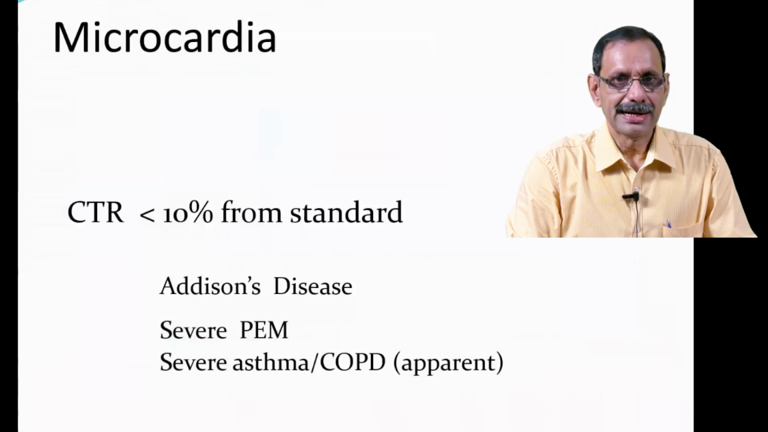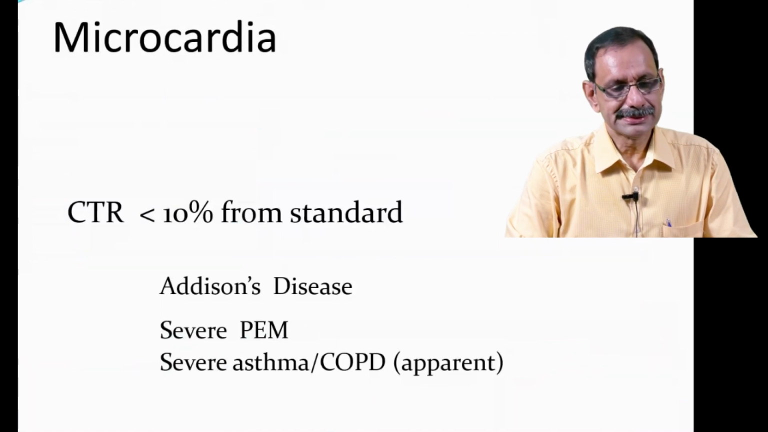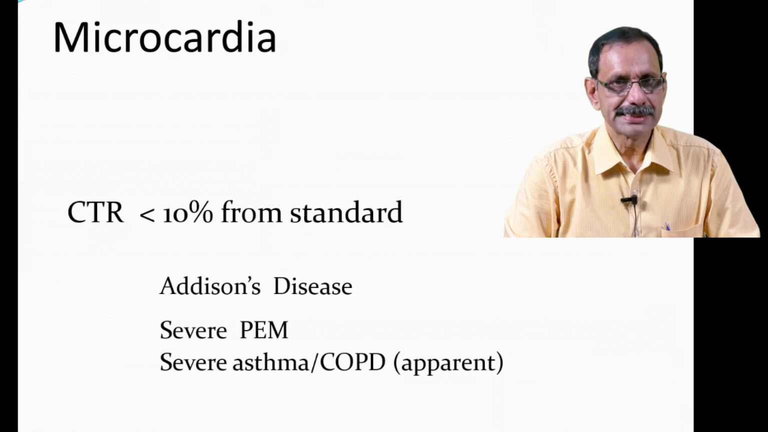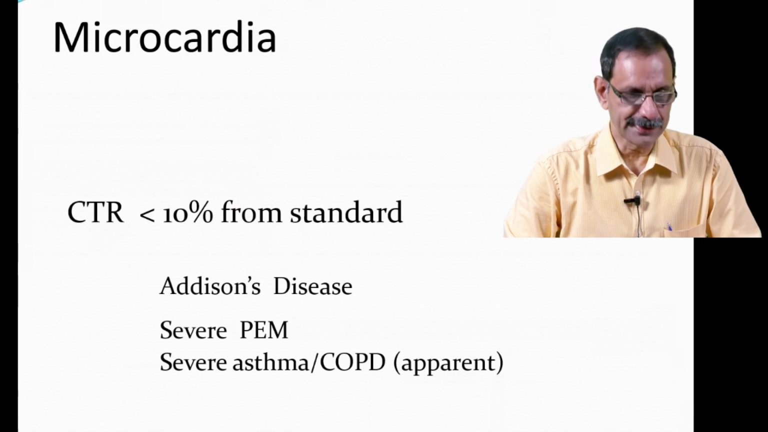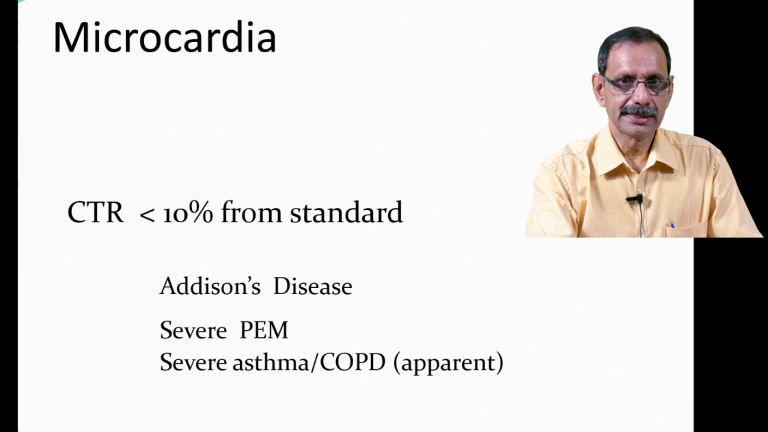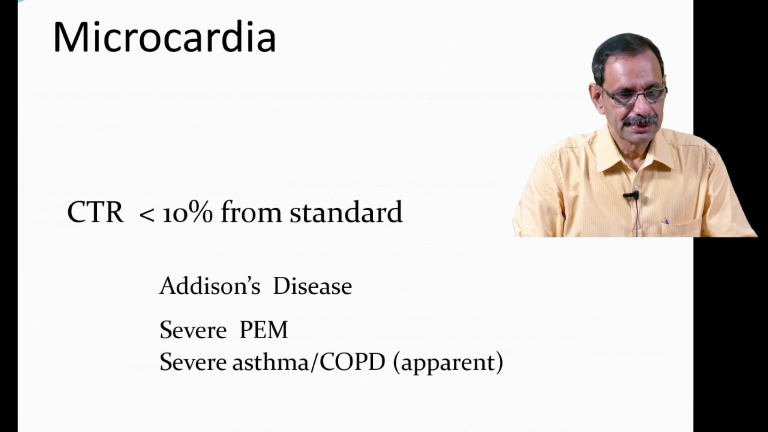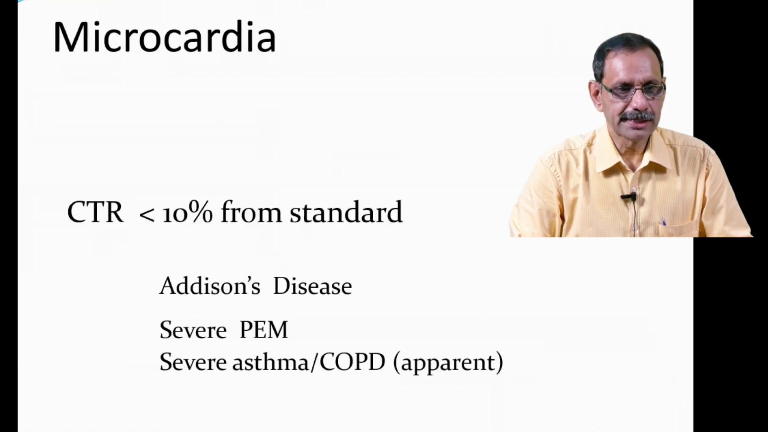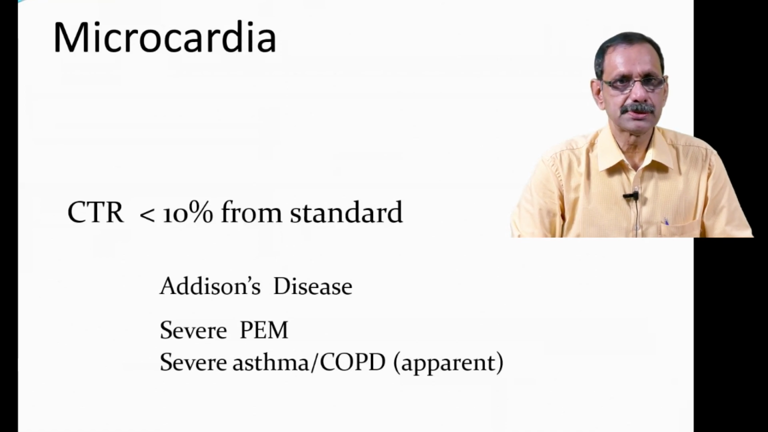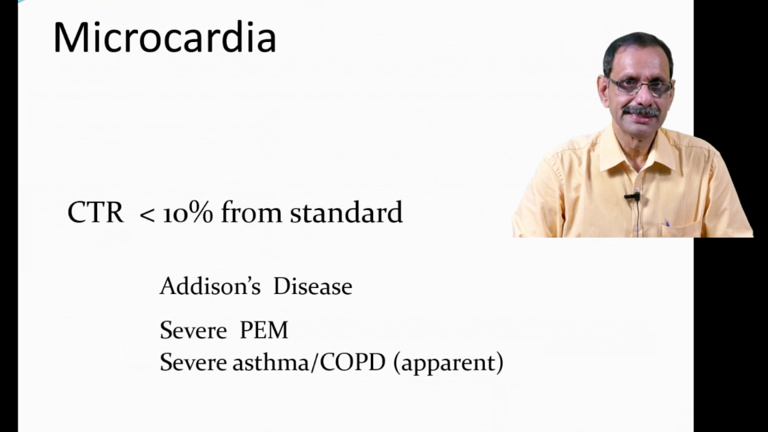Microcardia we hardly ever see. It is generally 10% less than the standard. For example, in an adult, 50% is the standard, so less than 40% is microcardia. In children, it depends on whether the cutoff is 60 or 55. Now it is seen in severe PEM, it used to be, and Addison's disease, and apparent microcardia, which means the heart appears to be suspended linearly because of hyperexpansion of the lungs.